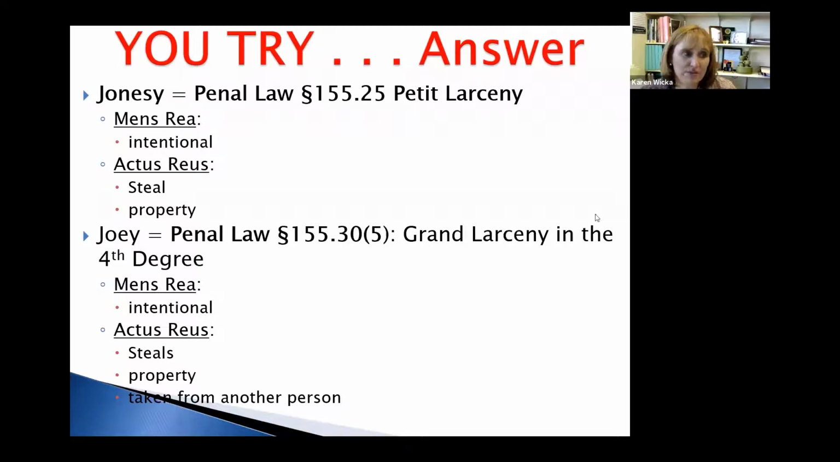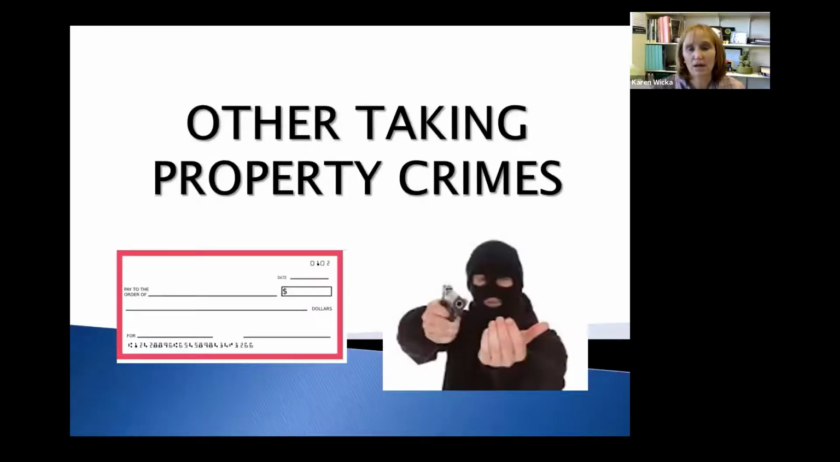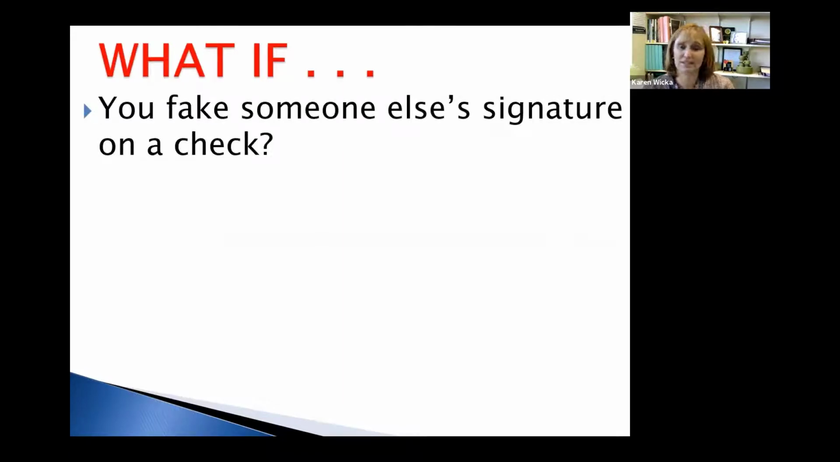So why would you think that that would make it a higher degree? Because it becomes more dangerous. If you're actually taking something off somebody's person, it becomes a more dangerous offense. Now, let's just touch on a couple other property crimes. What if you fake someone's signature on a check? So that is a property crime. That is going to be forgery.